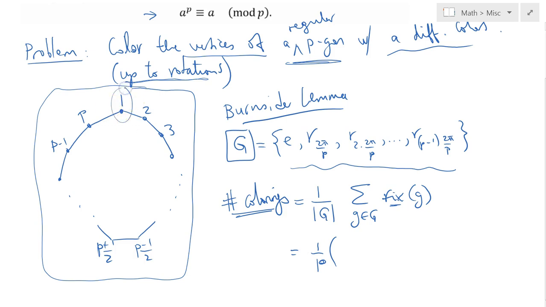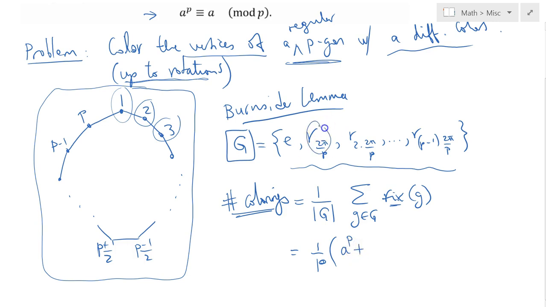How many different ways can I color vertex 1? A different colors, A different colors, A different colors. Each vertex by itself is a unique cycle, and each one has A different colors. We have in total P cycles.